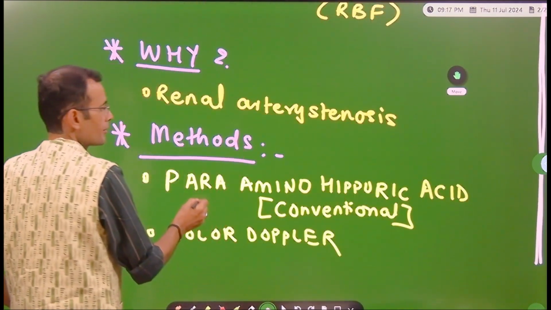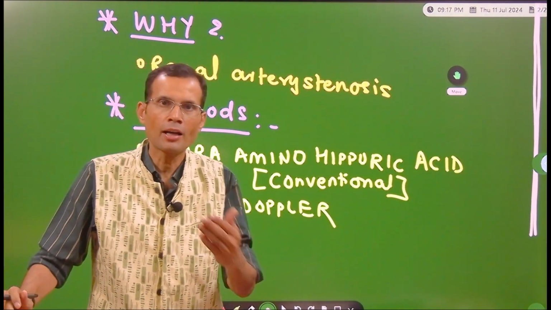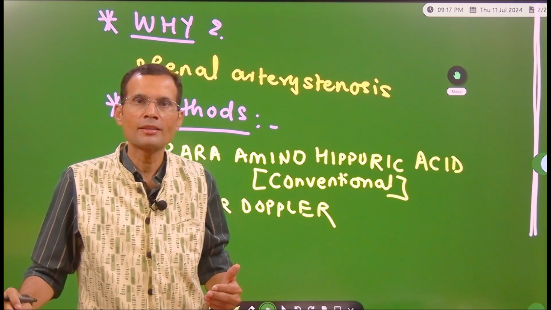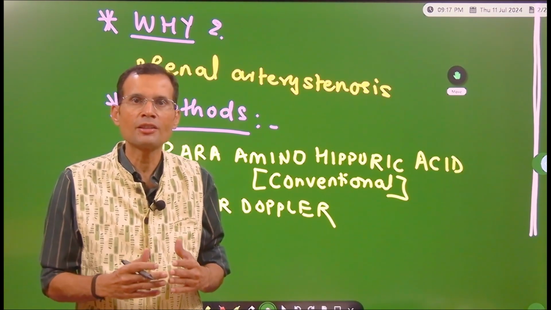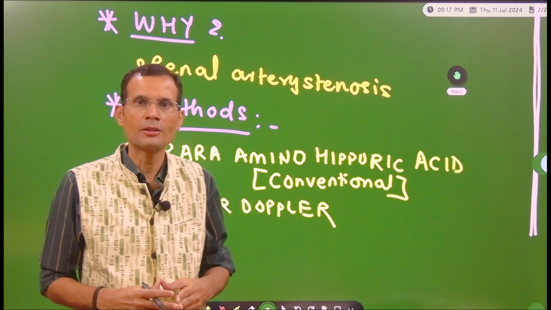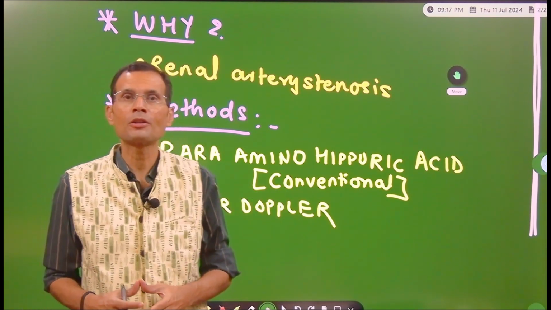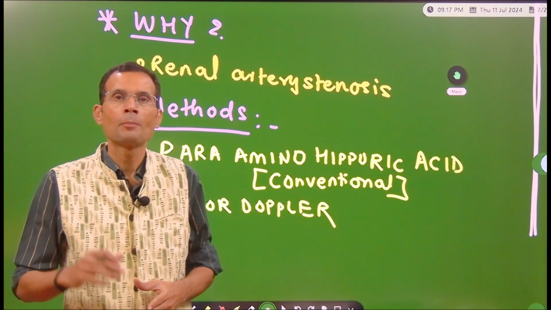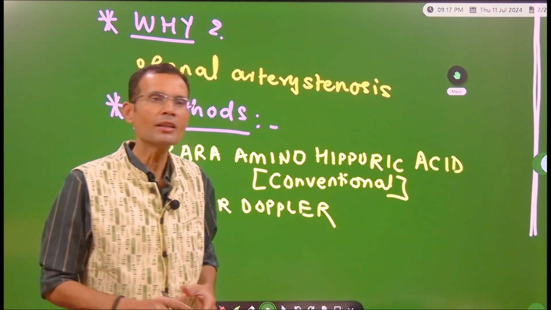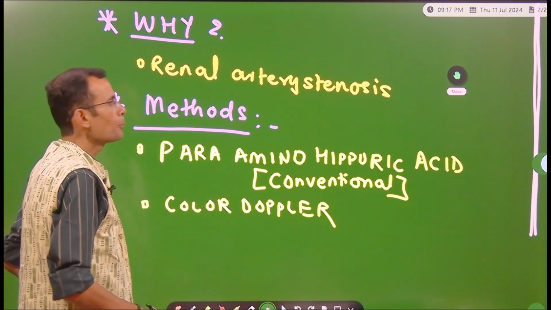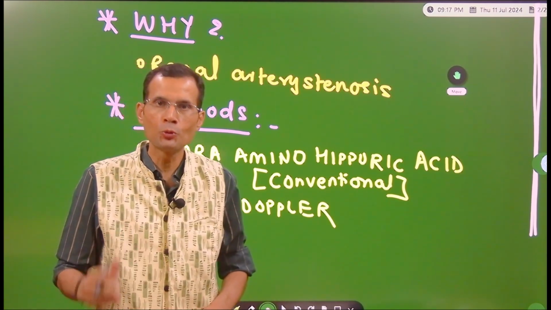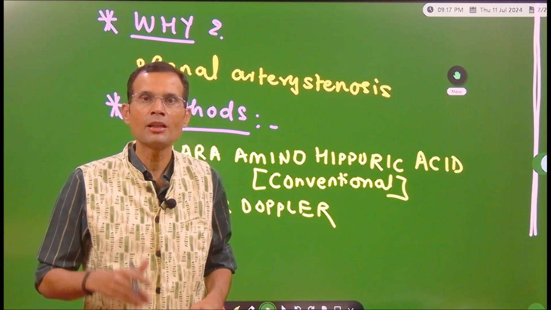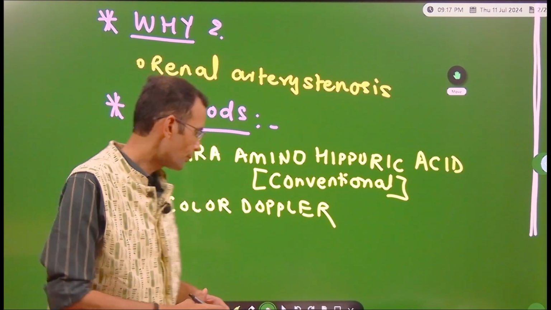What are the methods? Well, there are technological advances, and therefore now it's easier by methods such as color Doppler or use of such instruments. But conventionally, traditionally, para-aminohippuric acid has been used to measure the renal plasma flow and renal blood flow.